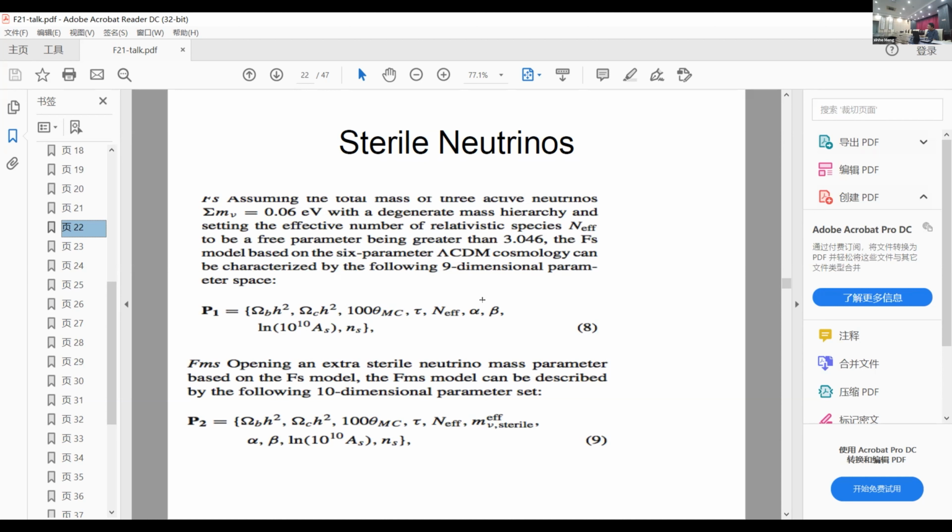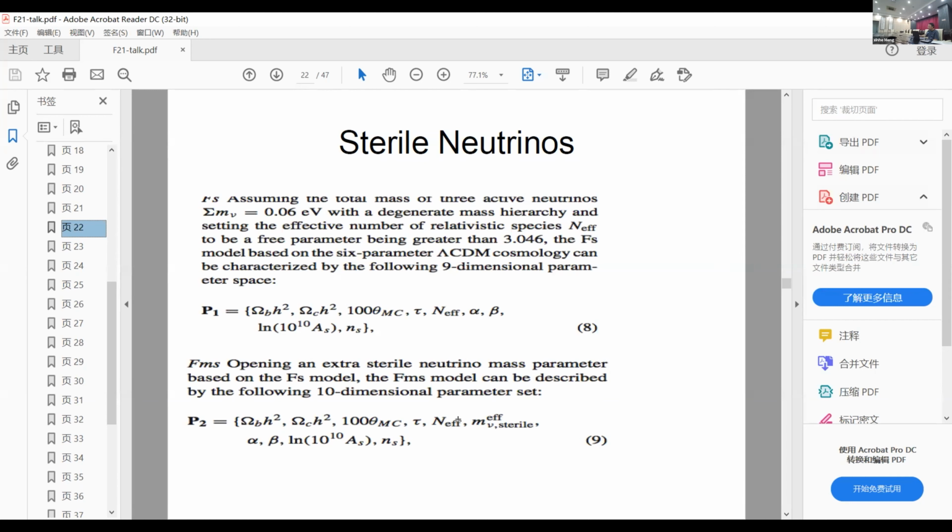Altogether this is nine parameters. Also, not only the generation number, we also compute the sterile neutrino mass as a fitting parameter. So equation 9 is a 10 parameter extended model based on the previous Finslerian models. So this is our continuous story.